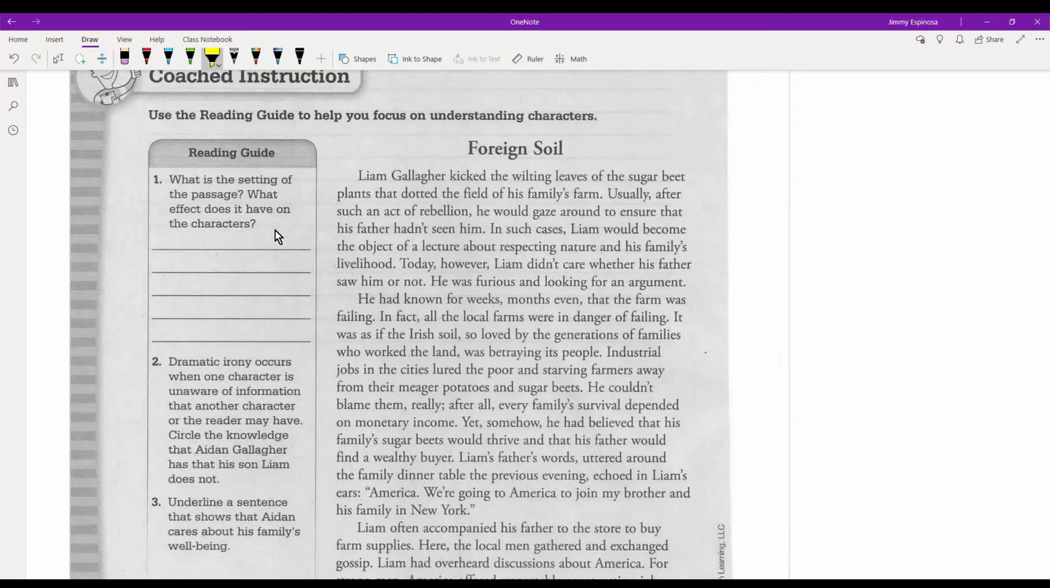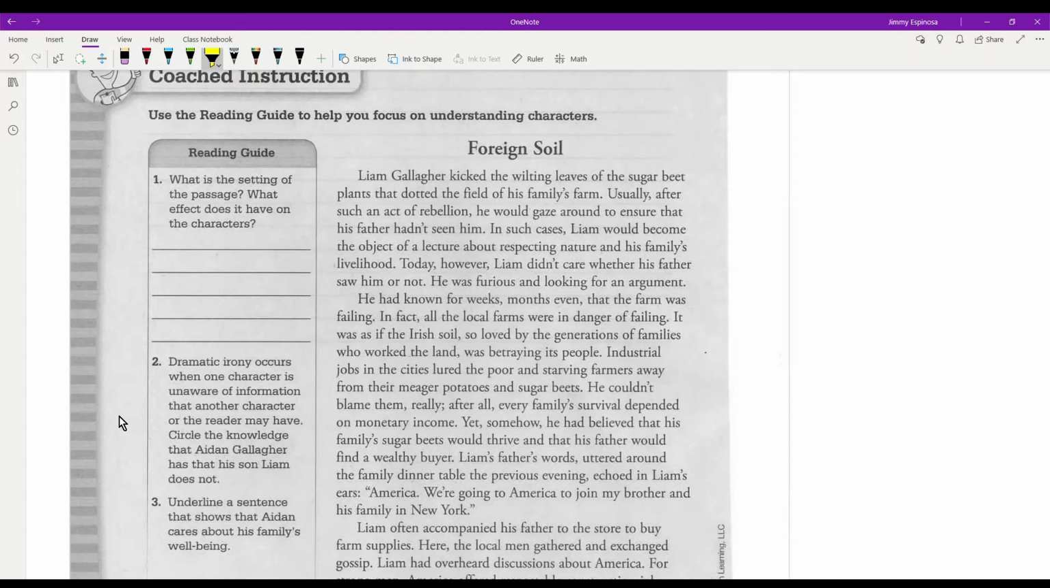But the second part, you also have to answer. What effect does it have on the characters? So make sure that you answer that part. Now, these are short answers. You don't need to explain anything. Just tell me what the setting is, and then just tell me what the effect on the characters is. If you like, you can separate them into 2 separate sentences or put bullet points.